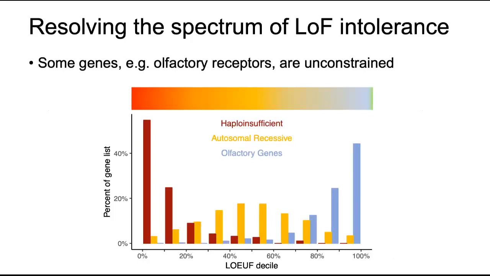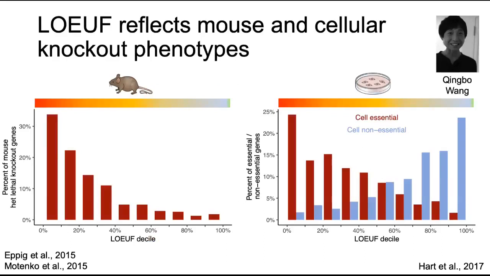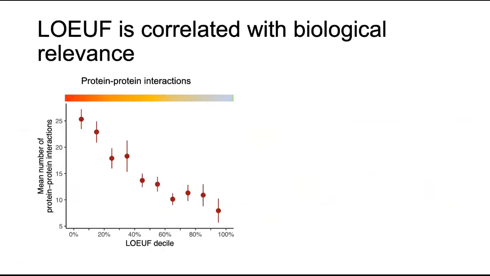So this is our true negatives, which we don't expect to be constrained, and indeed most of the time they aren't. They reflect the data that we see in mouse and cellular knockout phenotypes. Lower LUFT scores tend to be more correlated with the percentage of genes that are heterozygous lethal when knocked out in mouse. In CRISPR screens, those that are cellular essential have lower LUFT scores, whereas the non-essential ones have higher. I'm going to skip the structural variants, because I think Ryan's going to talk about it, so I'll let him describe that. And then they're also correlated with biological relevance.